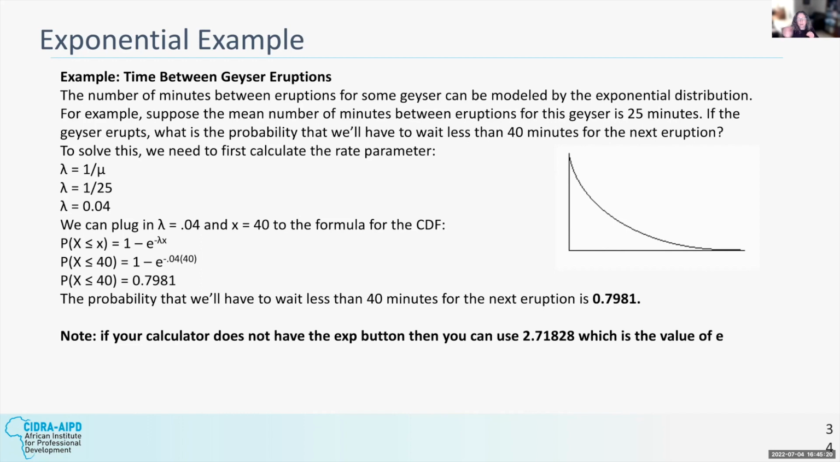If you want to calculate e to the power of something, you usually press on a calculator the EXP button. If you do not have that, then I do want to let you know that e is 2.71828, and so that will give you pretty much the same answer.